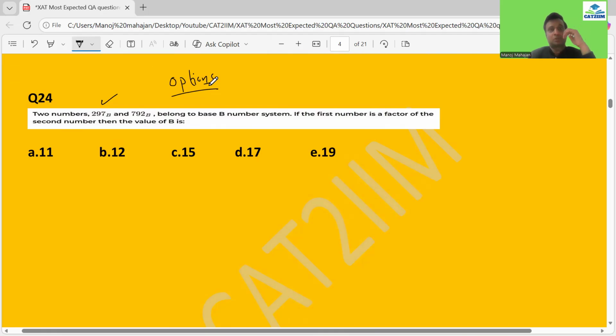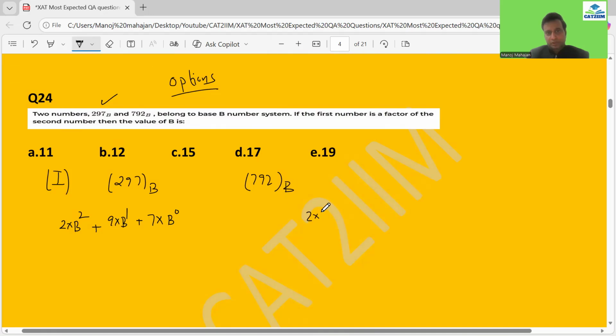So I'll tell you 2 approaches out here. Approach 1, a lot of people will do it. Look at approach 2, right? So do check out the video. So approach 1, if I look, you pick up the option and calculate the value of these numbers in decimal, right? So like you have 7 into b to the power of 0, 2 into b square. Similarly, the other number also you convert into decimal out here.